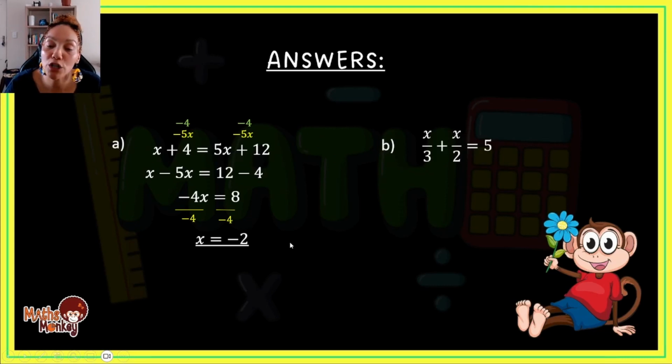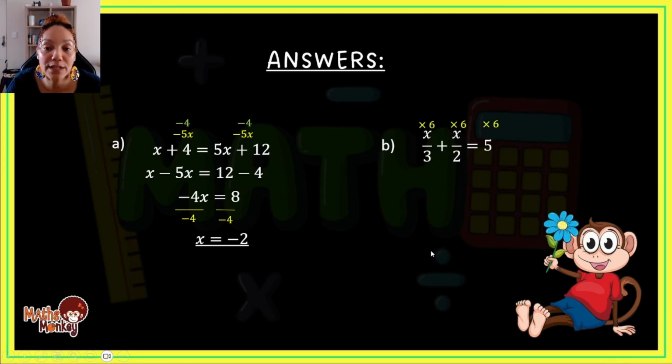So here we've got x over 3 plus x over 2 equals 5. This is again a fraction question. But note here, we have two numbers in our denominator, so we have to find the lowest common multiple. So we write down the multiples of 3, which is 3, 6, 9, 12, and we write down the multiples of 2, which is 2, 4, 6, 8, 10. And the lowest common multiple between these two would then be 6, right? So I would multiply each term by 6.